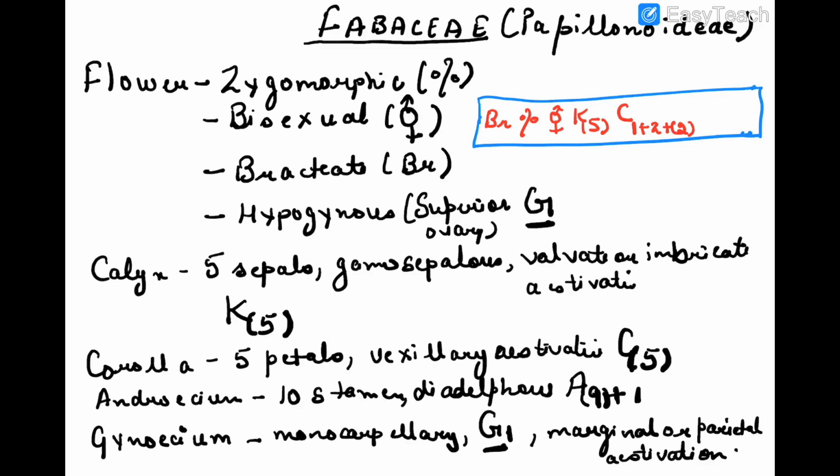So 2 plus 2 plus 1 is 5. Now next is about the androecium. It is 9 plus 1, in which 9 is fused. And last is gynoecium, which has 1 monocarpellary and it has superior ovary. So this is the floral formula of Papilionoideae or Fabaceae family. Now let us draw a floral diagram.